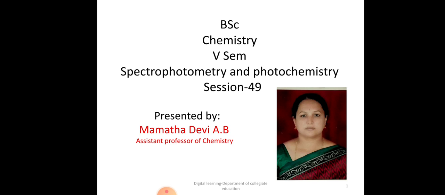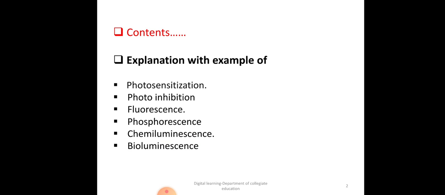In this video, I am going to explain session 49 of spectrophotometry and photochemistry. The contents of this video are explanation with example of photosensitization, photoinhibition, fluorescence, phosphorescence, chemiluminescence and bioluminescence.